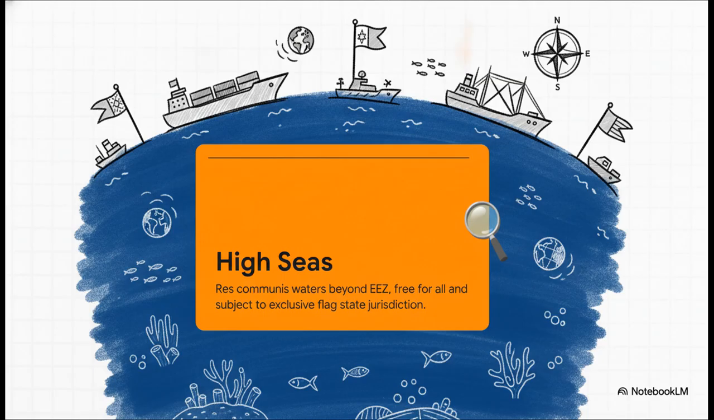So you might be wondering, who actually enforces the law out there? Well, the strict rule is flag state jurisdiction. If you are on a ship in the high seas, you are governed exclusively by the laws of the country whose flag is currently flying on your mast.